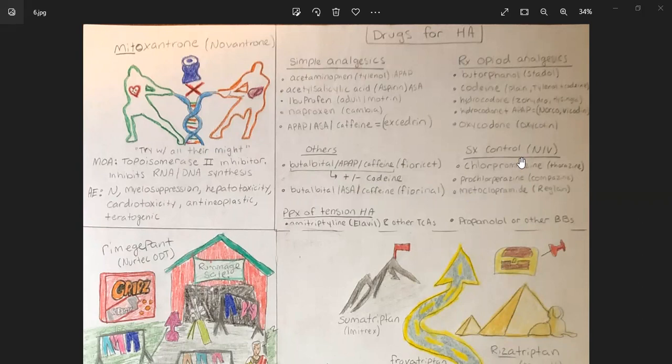Again, I will show pictures of these, but for symptom control, so the nausea and vomiting that goes along with headache, you can use Thorazine or chlorpromazine, Compazine, and then Reglan. And then for prophylaxis of the tension headaches, we have Elavil and other tricyclic antidepressants, and then propranolol. So I'm going to skip around a little bit.